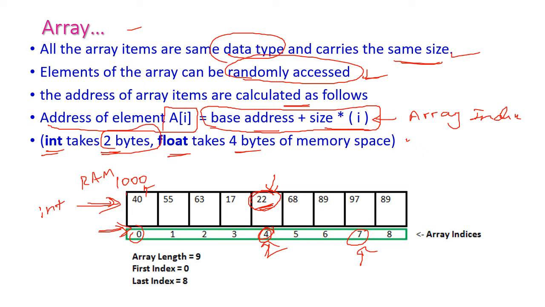Which is our index? Index is 4. 4 into 2 is 8. So 8 plus this 1000. So which is the address of this particular data item? 1008. 1008 is this address. So this is how we have to compute the address of each item in the array.